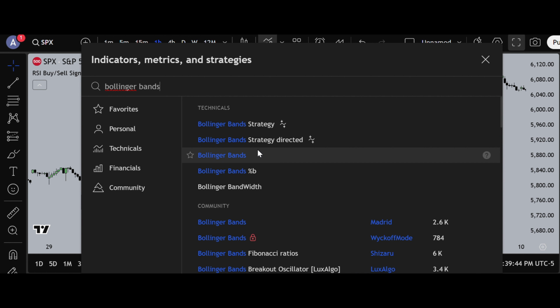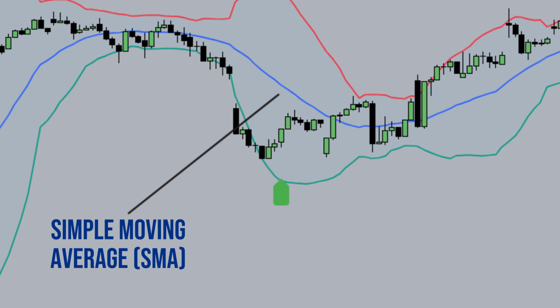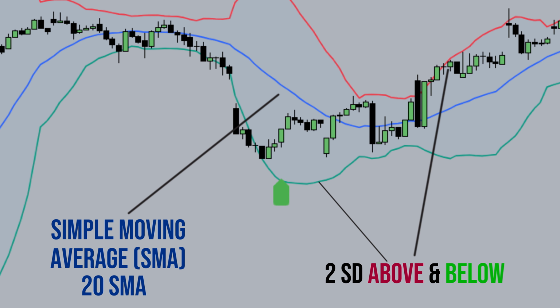Bollinger Bands are a volatility indicator that consists of 3 lines. The middle line is a simple moving average, or SMA, usually set to 20 periods, and the upper and lower bands are set 2 standard deviations above and below the SMA. The bands expand and contract based on market volatility. When the price approaches the upper band, it suggests the asset might be overbought, and when it approaches the lower band, it suggests the asset might be oversold.